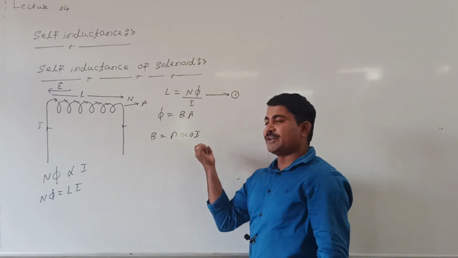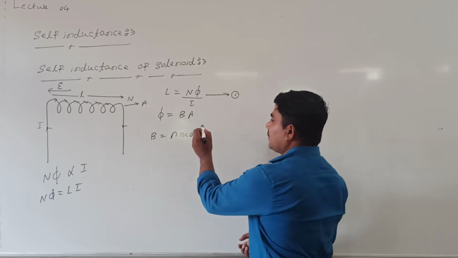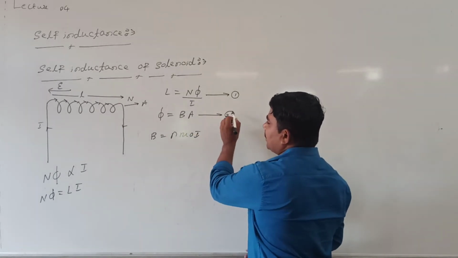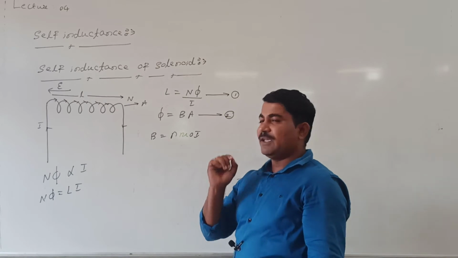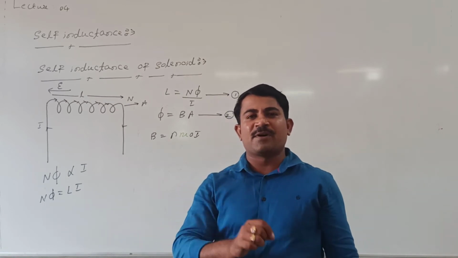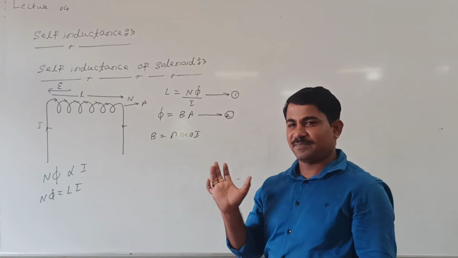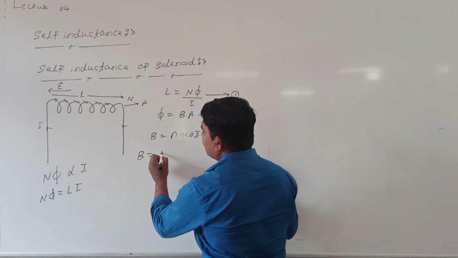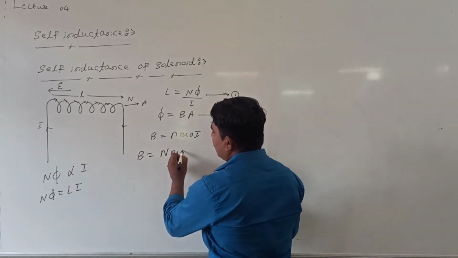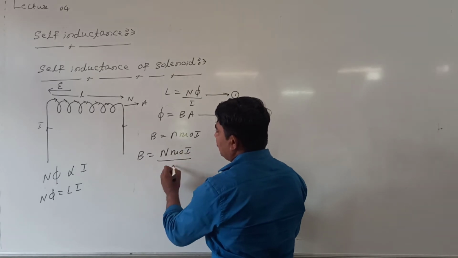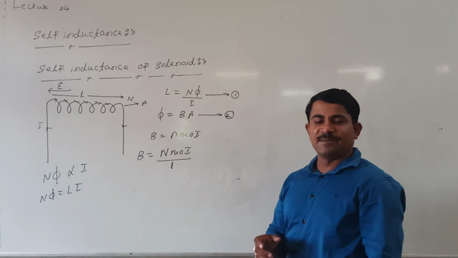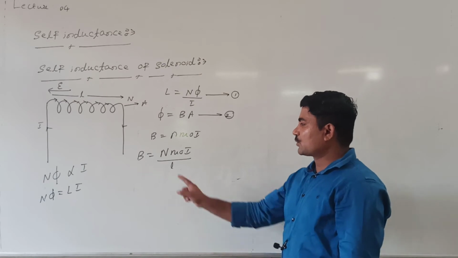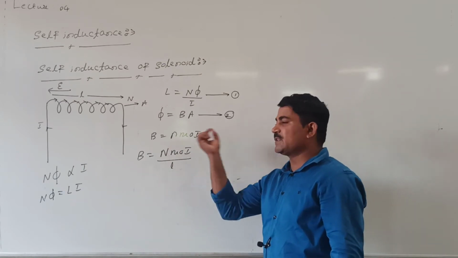This concept you all learnt in moving charges and magnetism. Let us call this equation number 2. But what is small n? Here, small n represents the number of turns per unit length. So B is equal to the number of turns per unit length, n, times mu naught I, where the total number of turns divided by L is what we call small n.